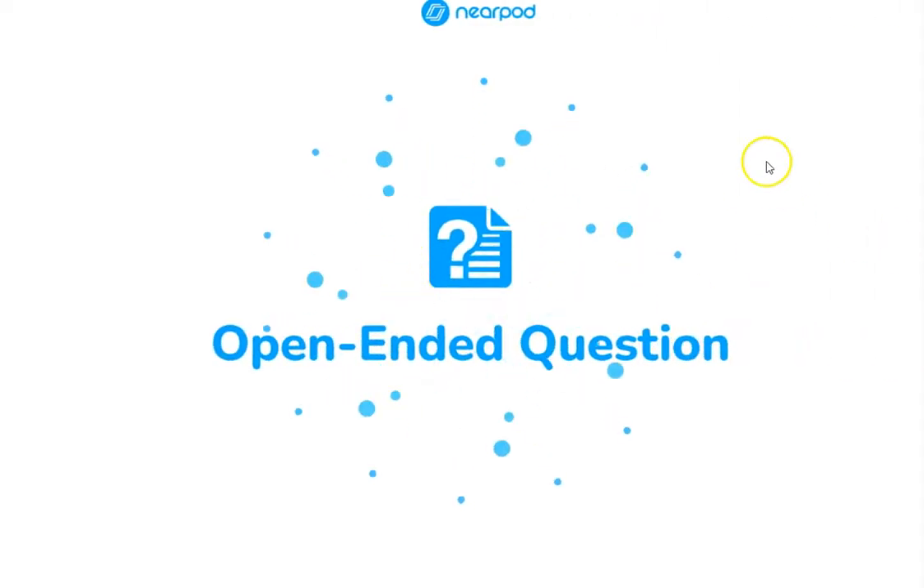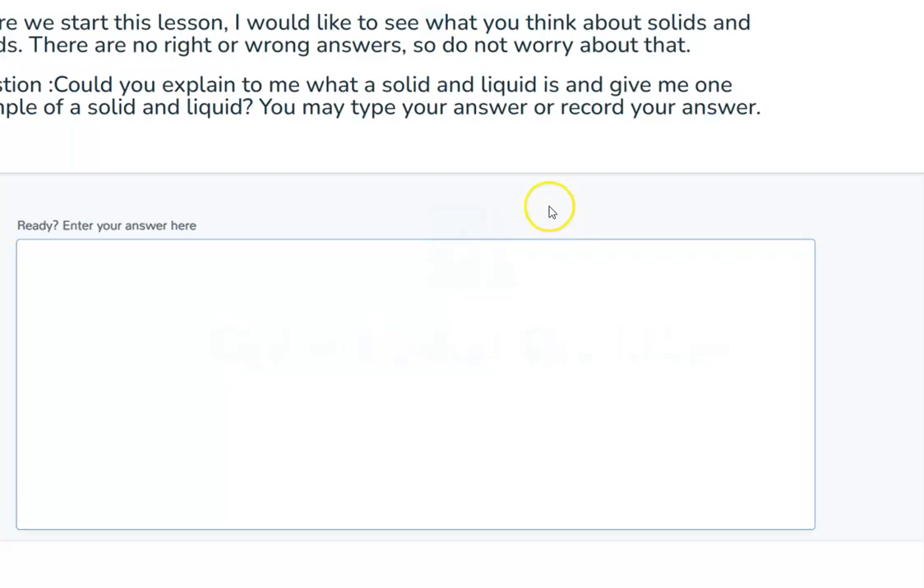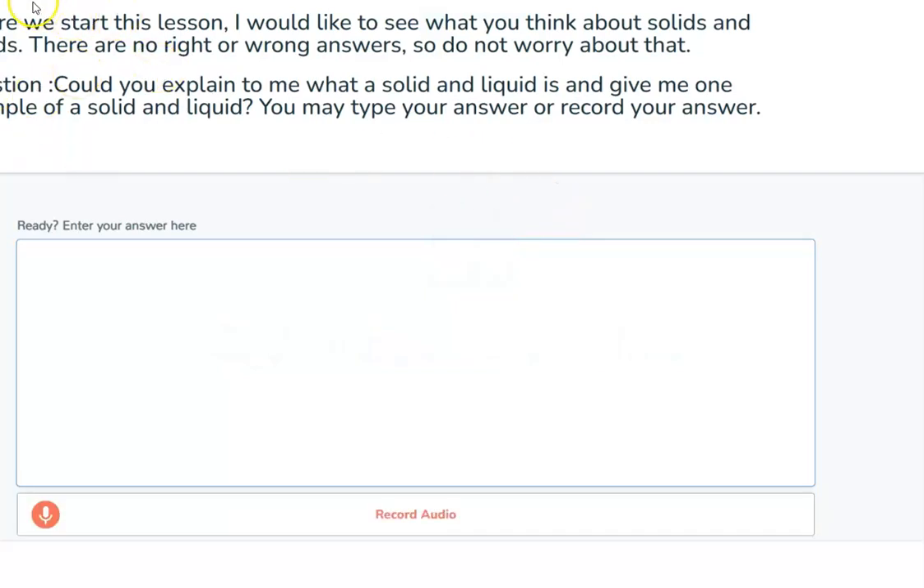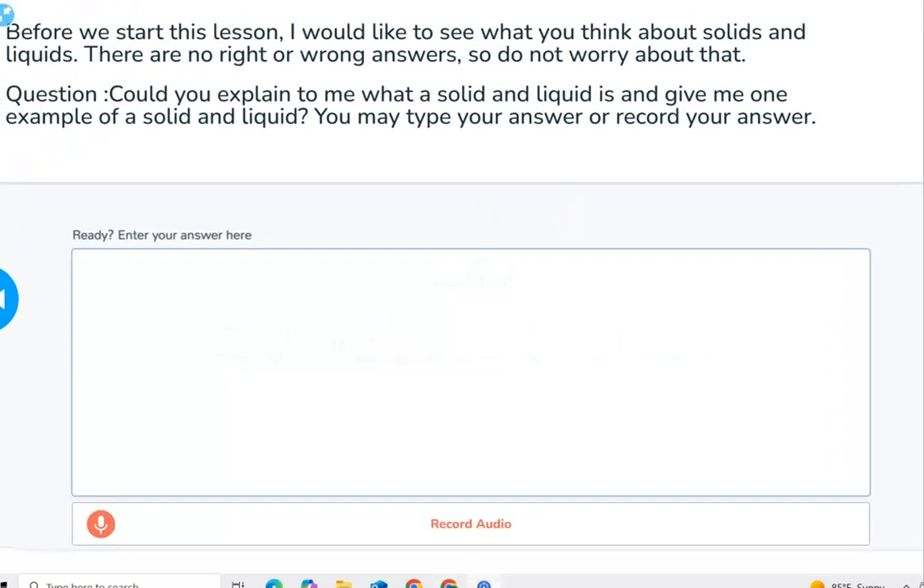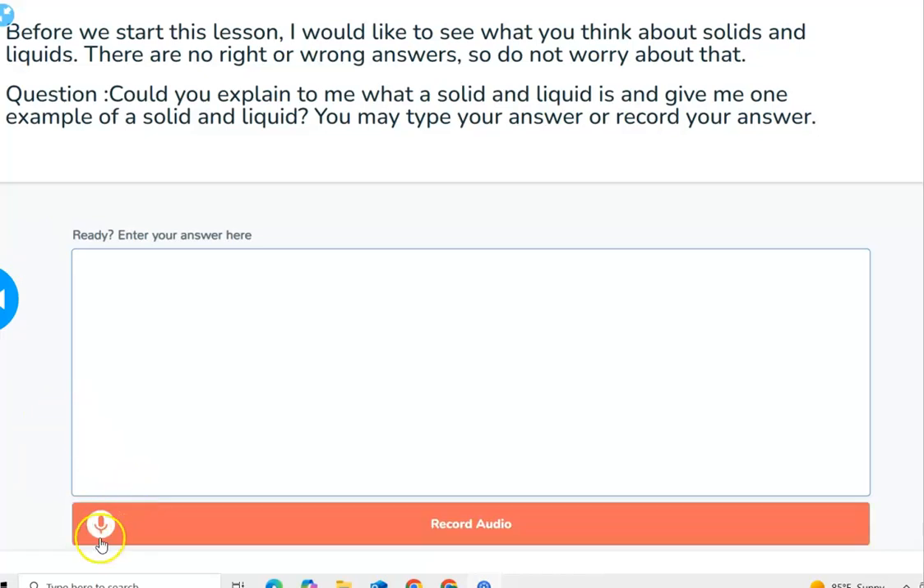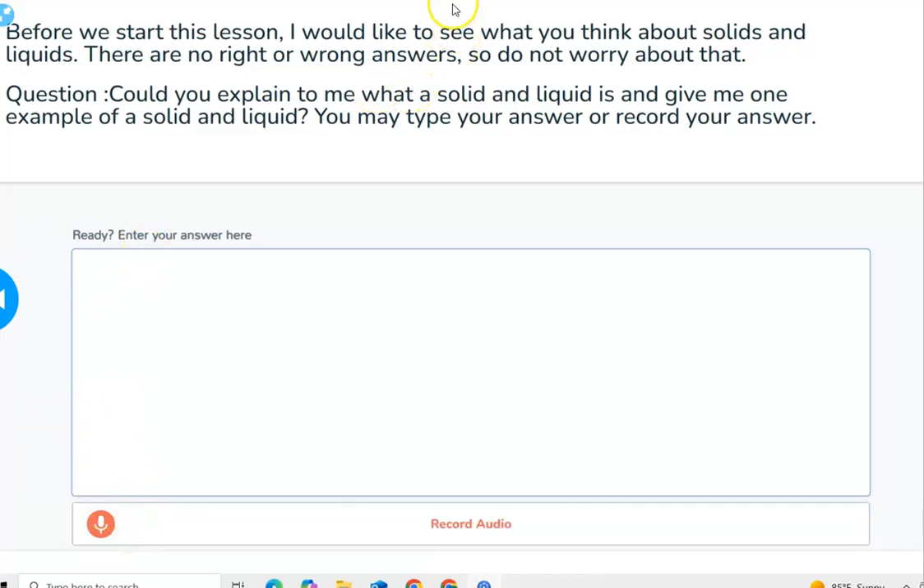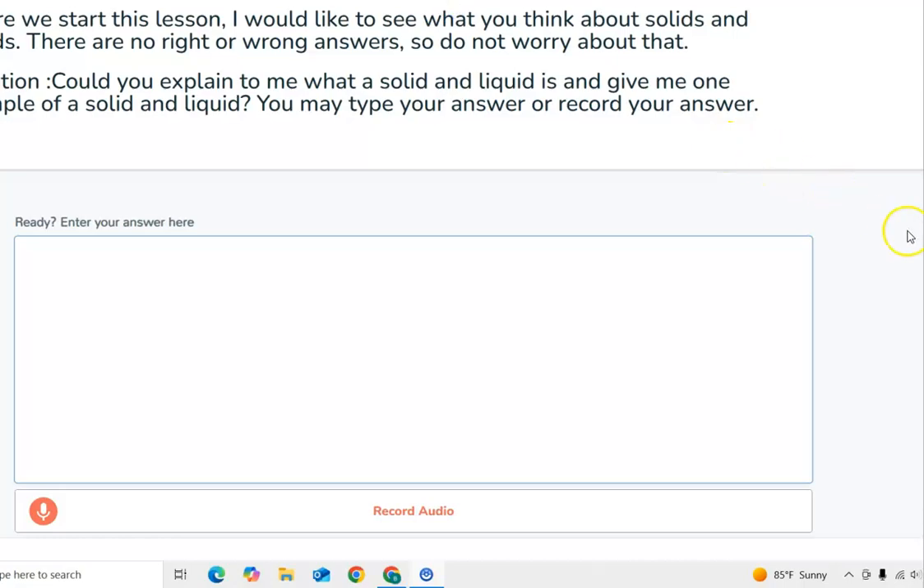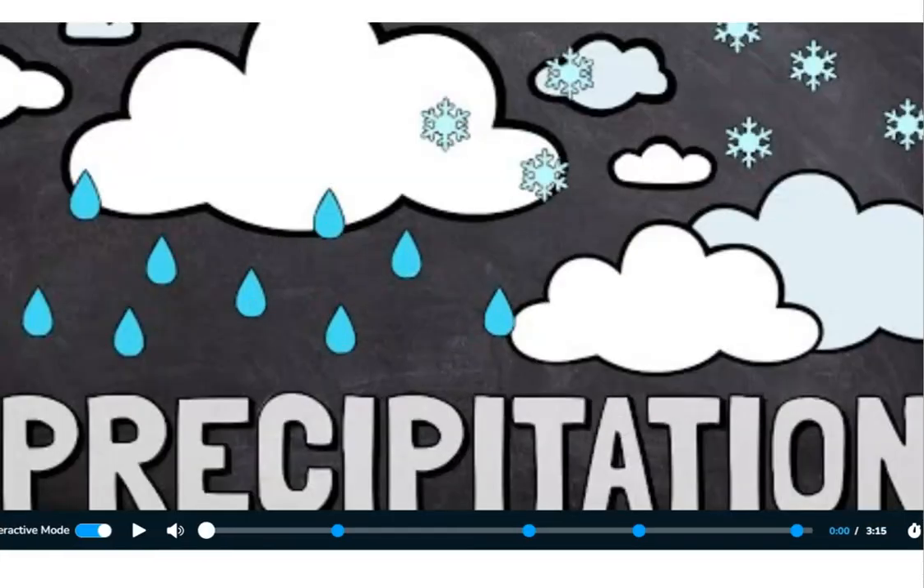So now we have our open-ended question, and students can look at this question and then they can also record if they need to. We continue to move on. There's a video. These little dots down here are showing questions that are being asked throughout the video. The questions that will be asked will be about the information presented in the video.